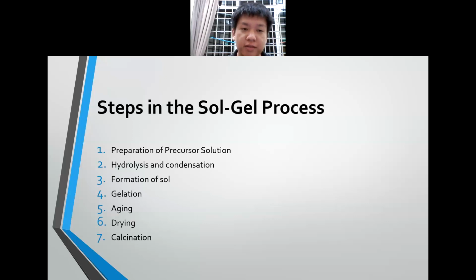There are 7 steps in the sol-gel process. First one is preparation of precursor solution. Then is the hydrolysis and condensation. And then third one is the formation of sol, followed by gelation, followed by aging, and then there is the drying process, and the last step is calcination.